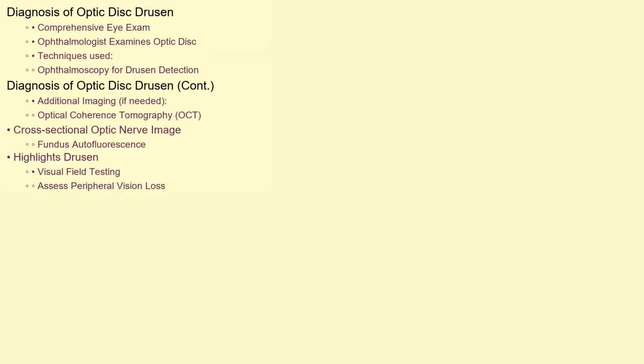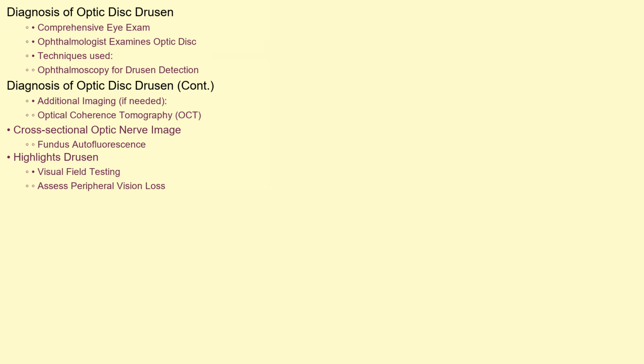Diagnosis typically involves a comprehensive eye exam. An ophthalmologist will carefully examine the optic disc using various techniques. Ophthalmoscopy, which involves looking directly at the back of the eye with a specialized instrument, can often reveal the presence of drusen. However, in some cases, especially when the drusen are deeply buried, additional imaging techniques are necessary.